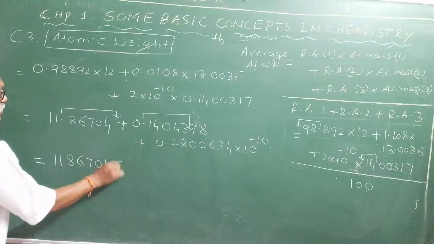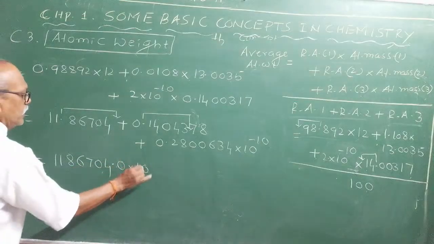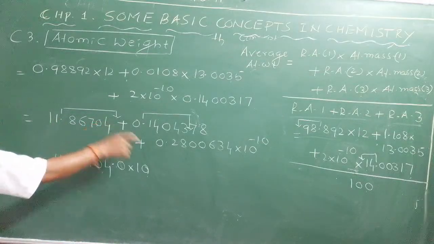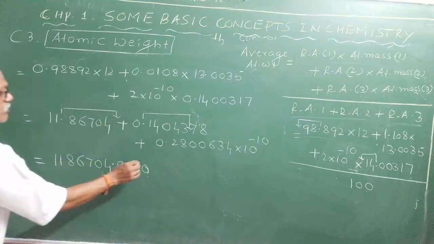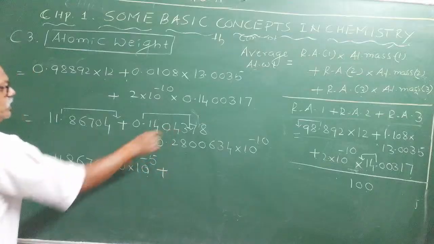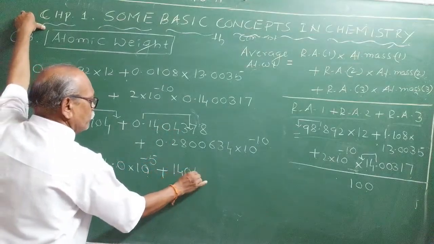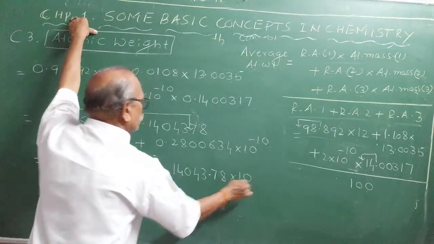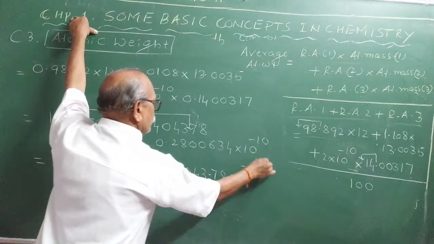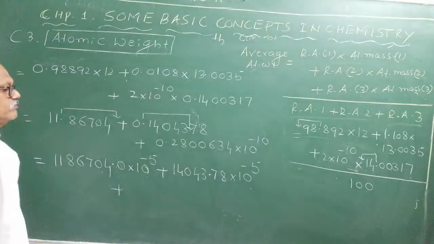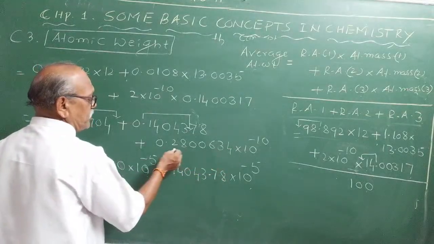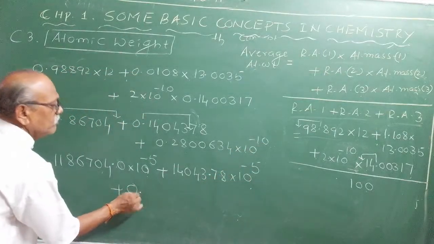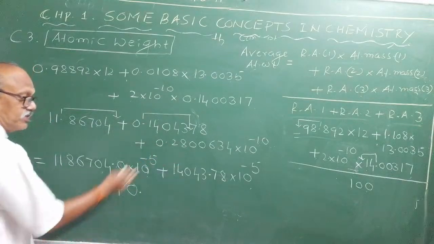into 0.0, 5 places into 10 raised to... If you shift the decimal point to the right, then you have to subtract. Right shift, subtract. You will get 10 raised to minus 5. Plus, when you shift the decimal point, 140.78 into 10 raised to minus 5, then how can you make this 10 raised to minus 5? You can make it 10 raised to minus 5 by shifting the decimal point to the left, because you have to add 5 to it. There you get 0 point. You have to shift the decimal point 5 places to the left.